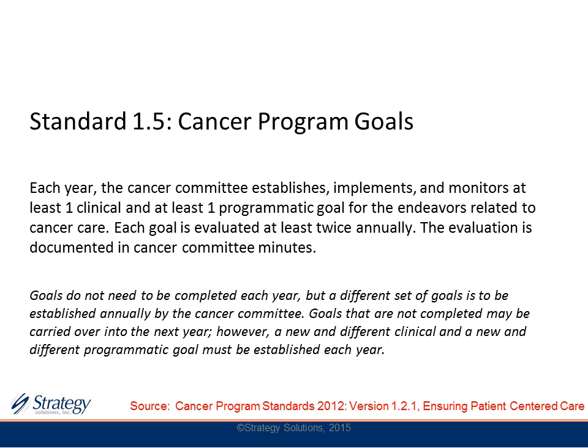The Cancer Committee, with an organization that is accredited by the Commission, is responsible to establish, implement, and monitor at least one clinical and one programmatic goal for every year for cancer care. The goal is evaluated at least twice annually, and that evaluation process has to be documented in the minutes. Okay? And what's interesting about that is the goals don't have to be completed every year, but a different set of goals needs to be established annually. So you can start a goal in year one, you can keep working on it in year two, but in year two you've got to come up with a new goal or goals.